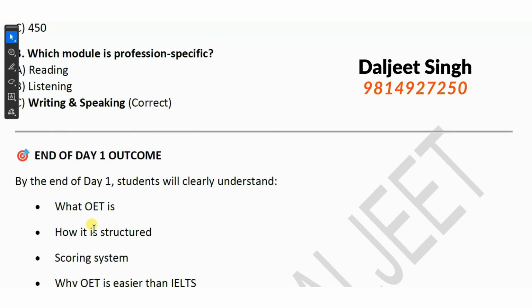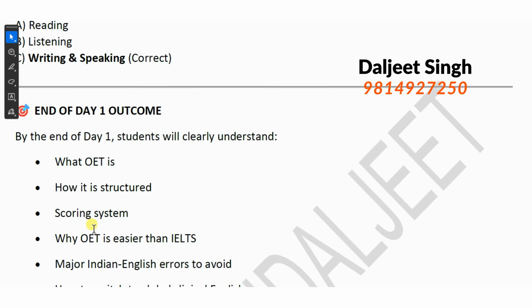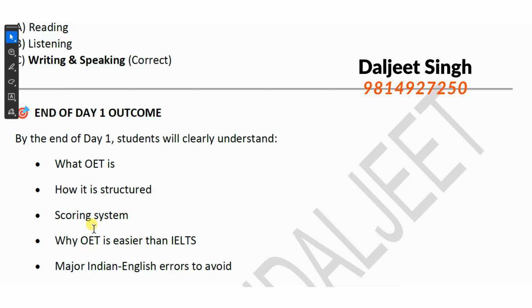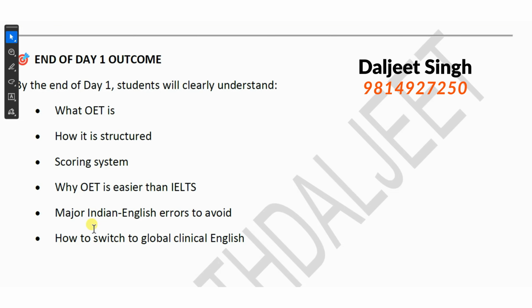What you have learned here, I hope, is an understanding of the OET, the Occupational English Test, and how it is structured. It contains four modules: reading, writing, listening, speaking. In the scoring system, you require 350 for grade B, and if you get 340, you get grade C plus, which is not worthy. Why is OET easier than IELTS? Because it is profession specific. Of course, you belong to the nursing profession, and only then do you come to the OET.